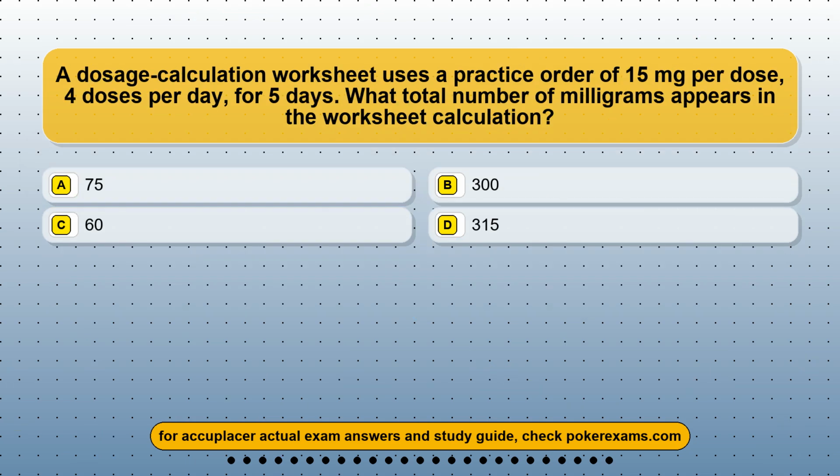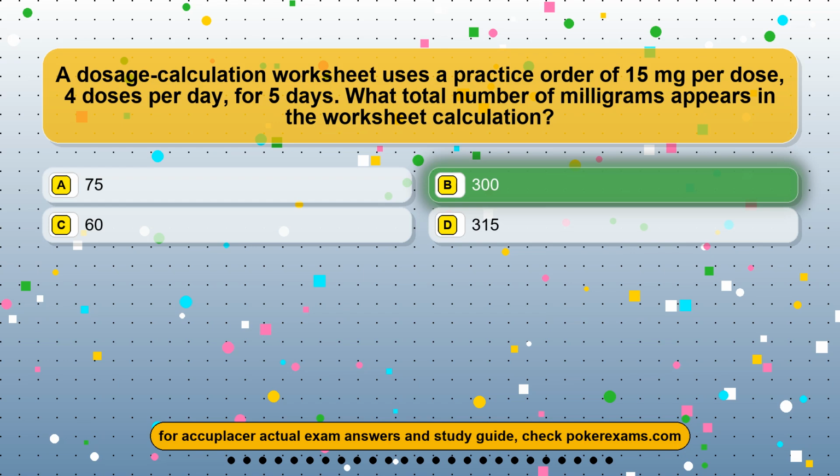Question 2. A dosage-calculation worksheet uses a practice order of 15 milligrams per dose, 4 doses per day, for 5 days. What total number of milligrams appears in the worksheet calculation? Option A, 75. Option B, 300. Option C, 60. Option D, 315.